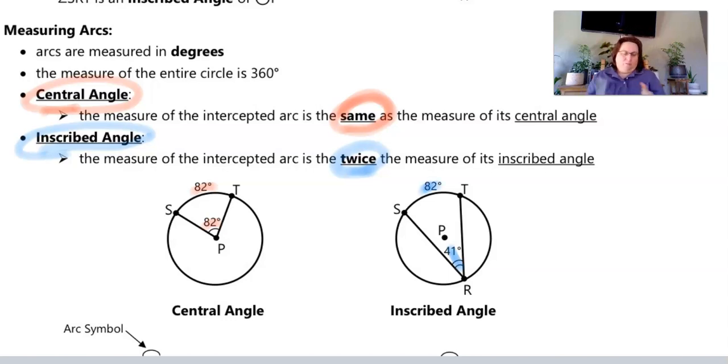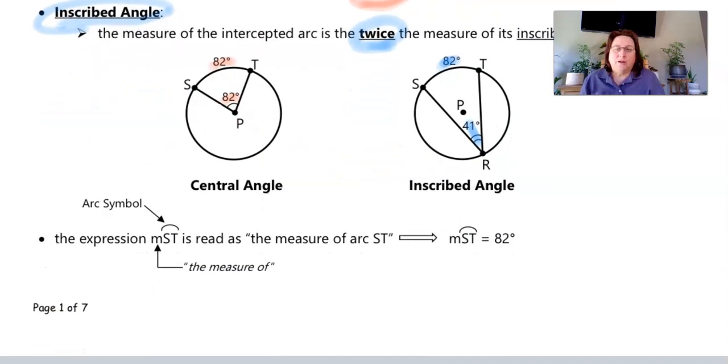All right, so how do we denote an arc? Right here, you guys will see this. This represents an arc symbol. It's literally an arc over the names of the two points that create that arc. So the expression m, with the arc symbol, ST is read as the measure of arc ST. When I say ST, I go from S to T right here. The measurement of arc ST. Well wait, Miss Smith, how do we know that you're not talking about going this way from S all the way around to T?